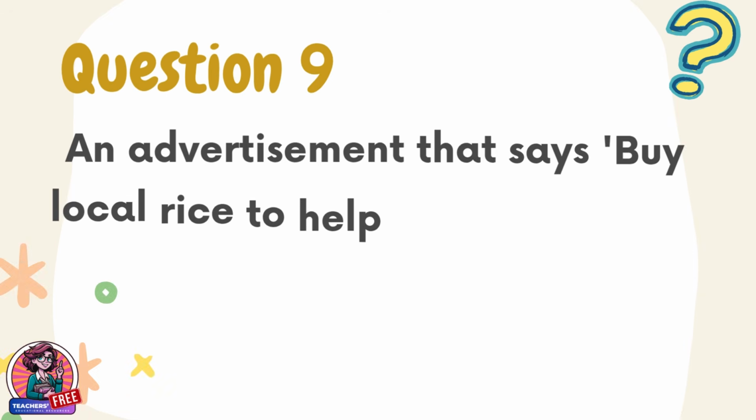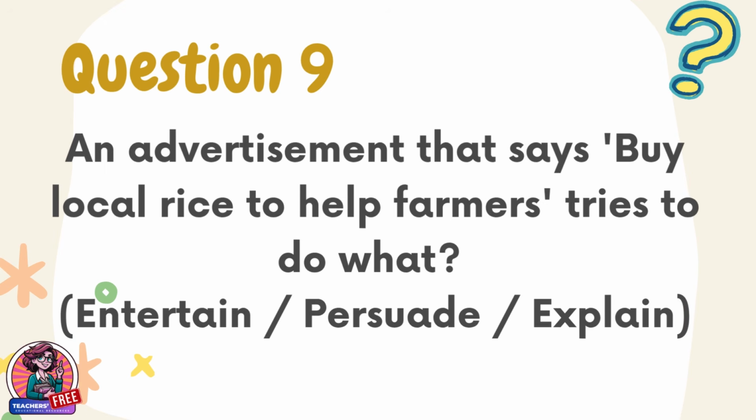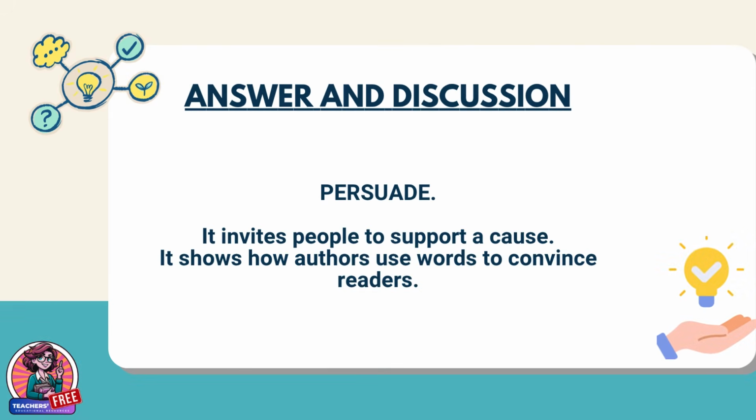Question 9. An advertisement that says "buy local rice to help farmers" tries to do what? Entertain, persuade, explain. Answer: persuade. It invites people to support a cause. It shows how authors use words to convince readers.